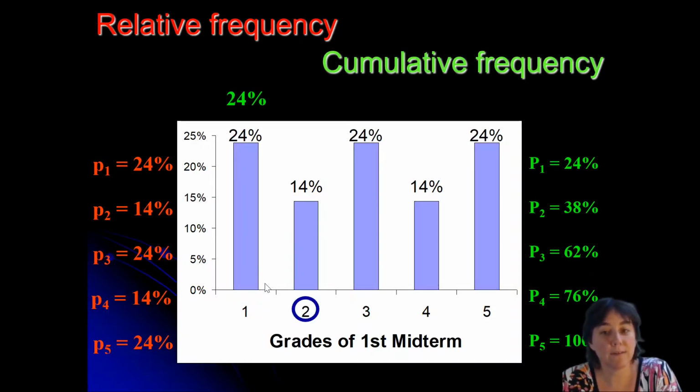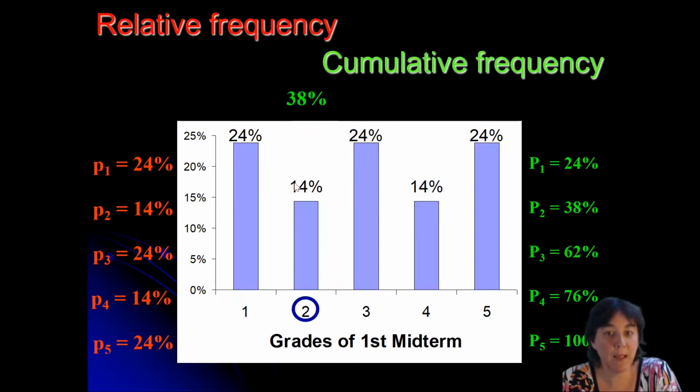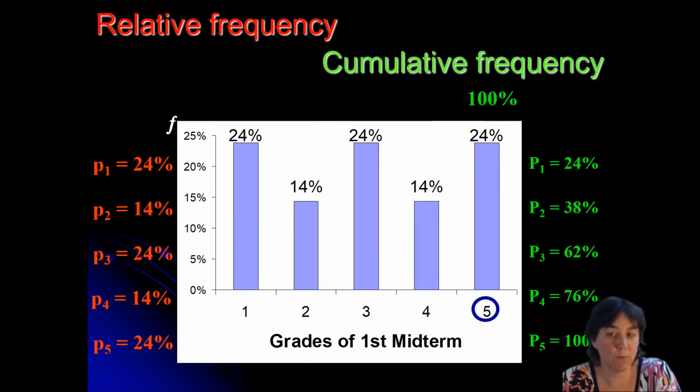But for the second value, grade 2, we have to add up everything that's beneath that. So 24% plus the 14% adds up to 38%. We do the same for grade number 3, arriving at, from these three numbers, 62%. Then for grade 4, all of these will be 76%. And last but not least, grade 5, where we have the 100% for all of these numbers.